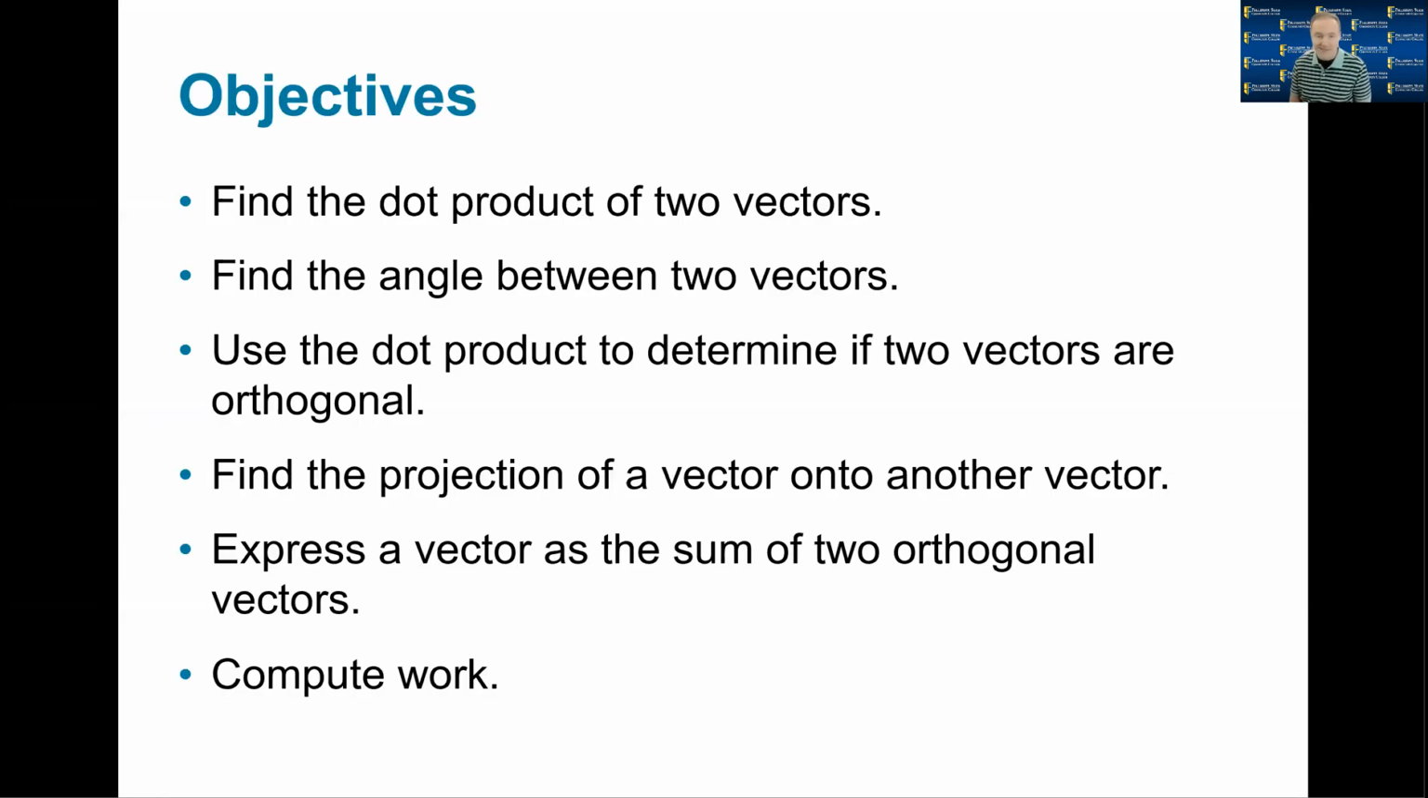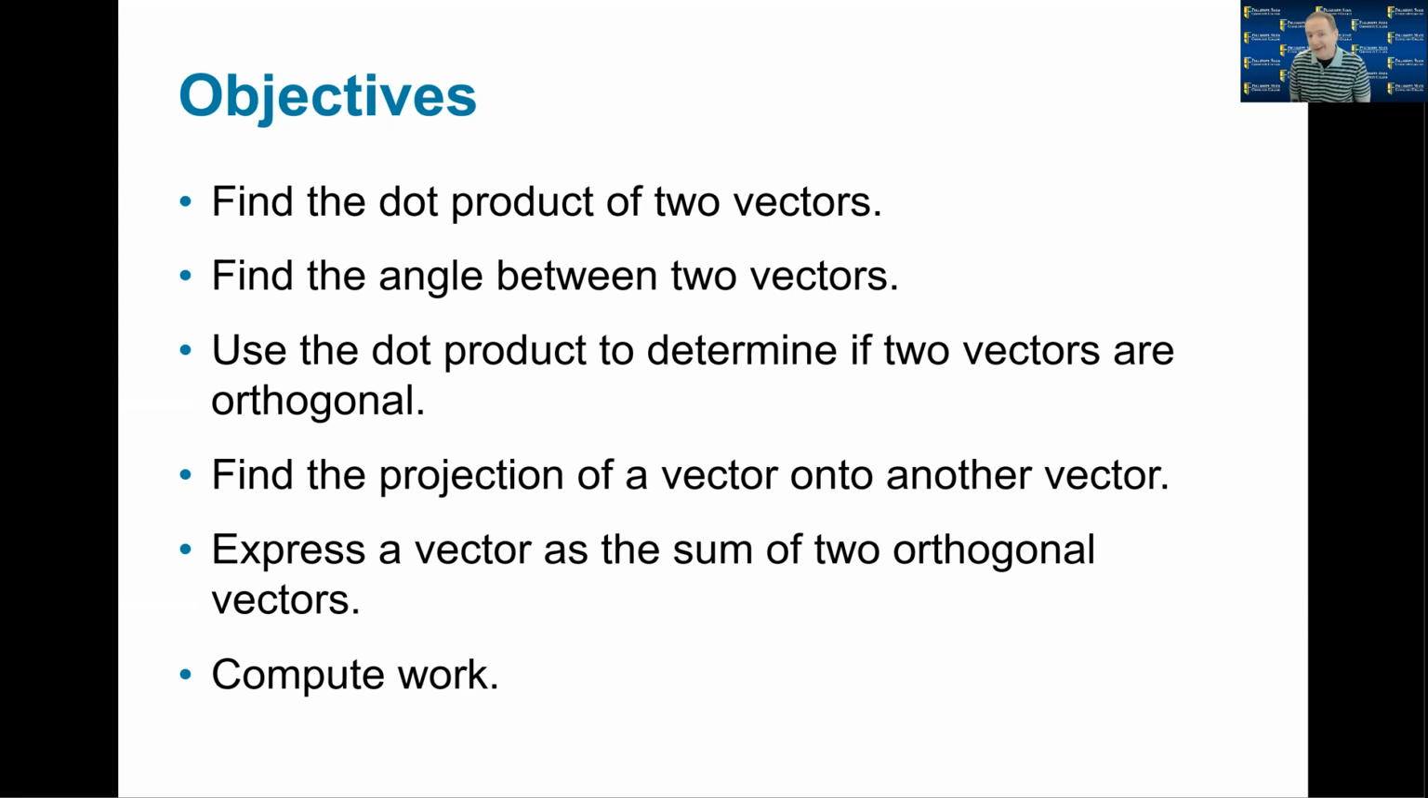Hi all, let's take a look at our last topic for the semester, the dot product. This is going to be a pretty easy section, in fact. We're going to be finding the dot product between two vectors, and then we'll use that dot product to find the angle between two vectors. Use the dot product to determine if two vectors are orthogonal.